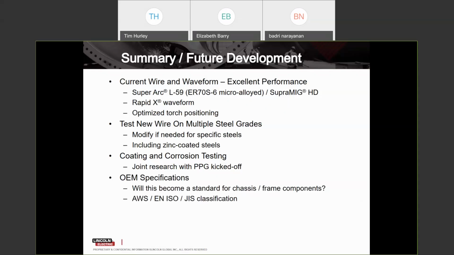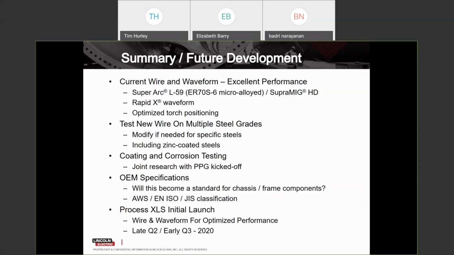The other question really becomes OEM specifications, whether it's automotive industry or agricultural products. Are these going to become standardized? Are they going to become specified? And what are the AWS classifications, or electrode classifications, for those in the various regions of the world? That's some of the work that will be done once this is kicked off.